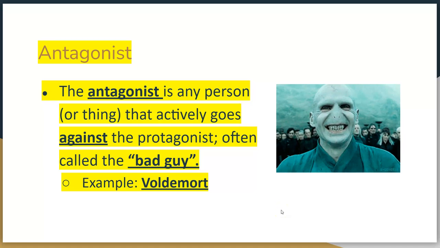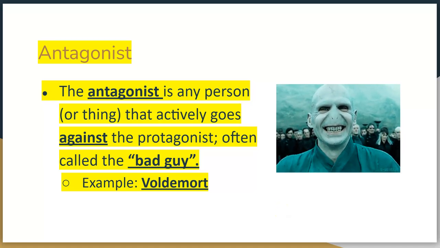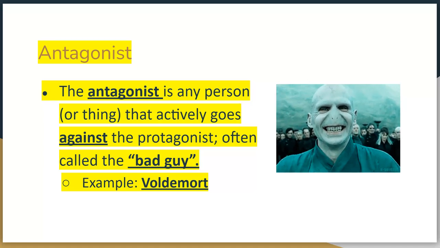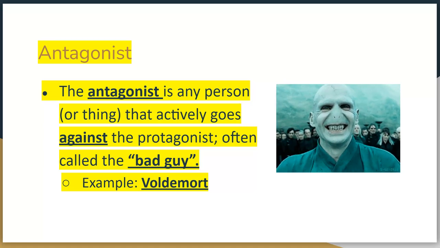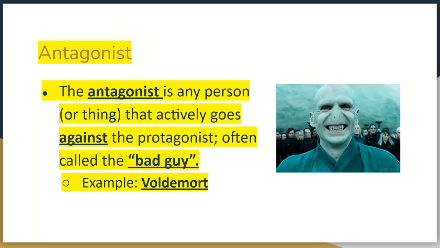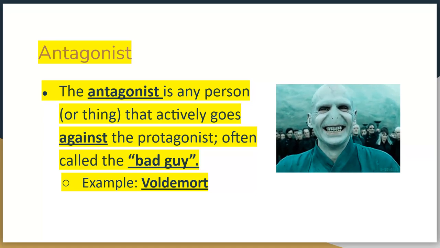Our next vocabulary term that we're going to talk about here is antagonist. Antagonist is the opposite of the protagonist. The antagonist is the person or the thing in the story that goes against the protagonist. It's kind of like the force that is fighting against the protagonist. Often we refer to our antagonist as the bad guy. And our example, since we used Harry Potter for our protagonist, we're going to use Voldemort as our antagonist.